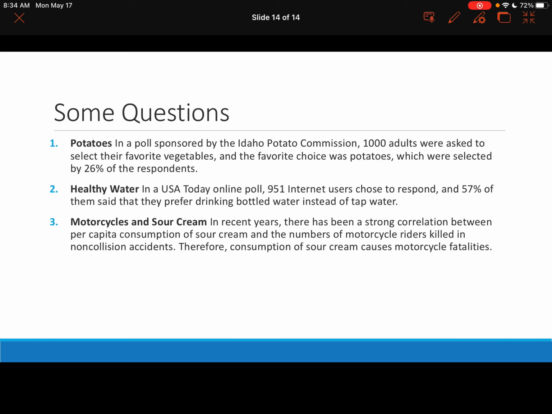They may choose people from some potato club or something, then they tend to answer potato. But in fact, this may not be the truth for all people in the state or in the whole country, right? Because if this is a poll sponsored by the Broccoli Commission or whatever, then the answer may be broccoli. So I don't really trust this number. There's some problem with this poll.